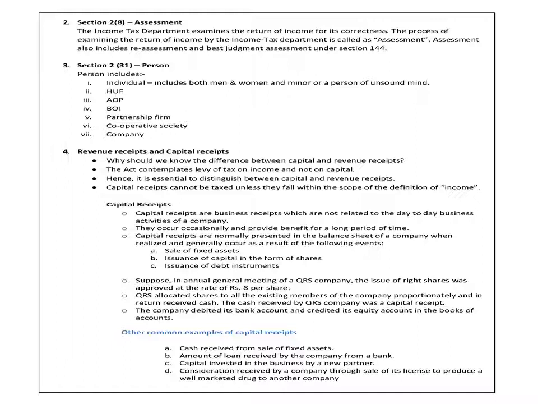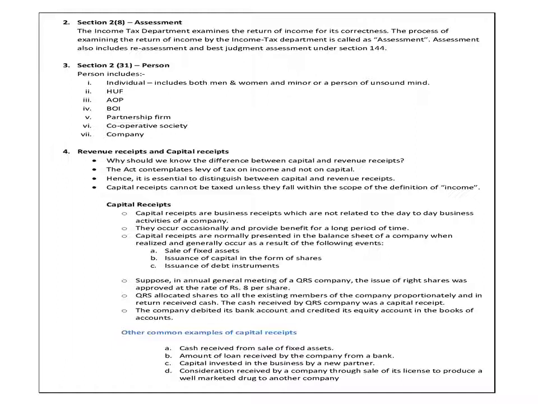Okay, next we have to see revenue receipts and capital receipts. Both are different. First, why should we know the difference between revenue and capital receipts? The answer is, the act contemplates the levy of tax on income and not on capital. Only on income we have to pay tax and not on capital. Hence, it is essential to distinguish between capital and revenue receipts.